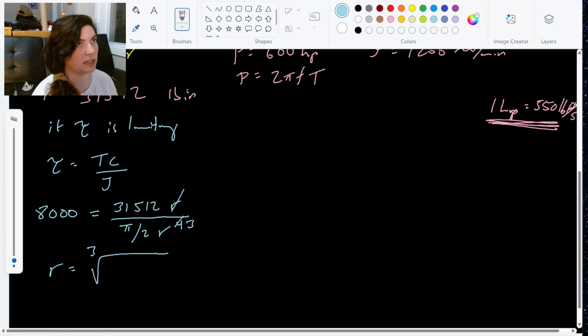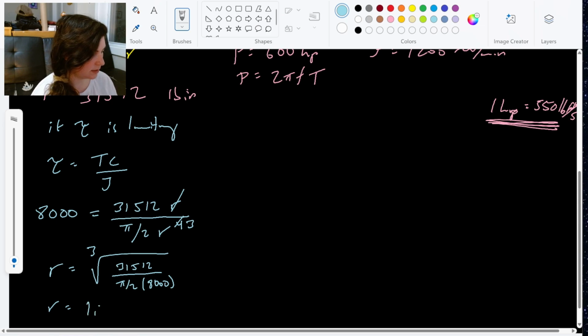My r cubed, I'm going to take a cube root of 31512 over pi over 2 times 8,000. Pop that into the calculator, and we get 1.359 inches. So that gives us a radius. We're looking for a diameter, so we know we can just double it.